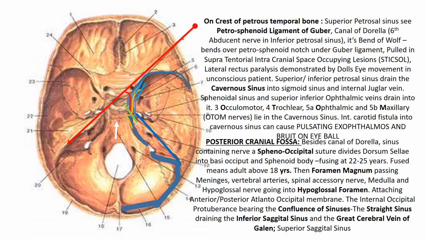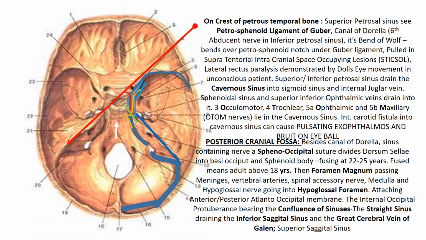In the cavernous sinus, besides the carotid artery and the sixth nerve, you have these four nerves which are called OTOM: the oculomotor, third; trochlear, fourth; fifth A, ophthalmic; and fifth B, maxillary.